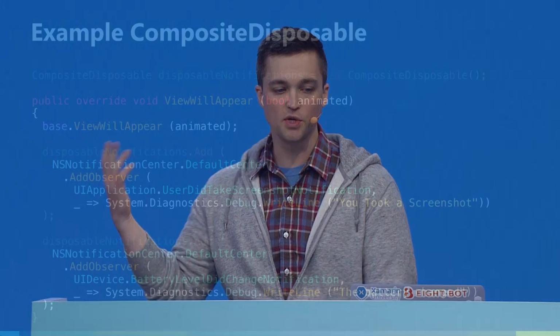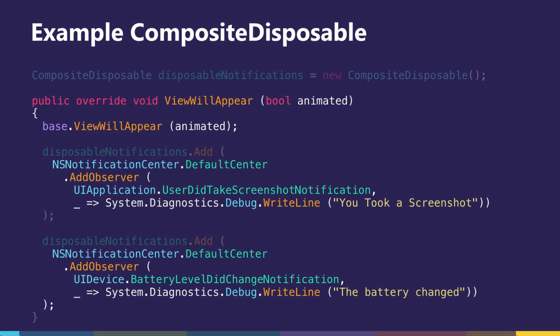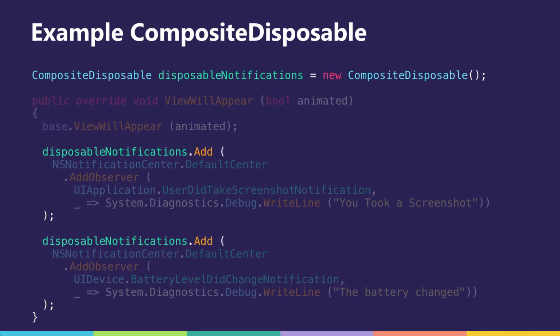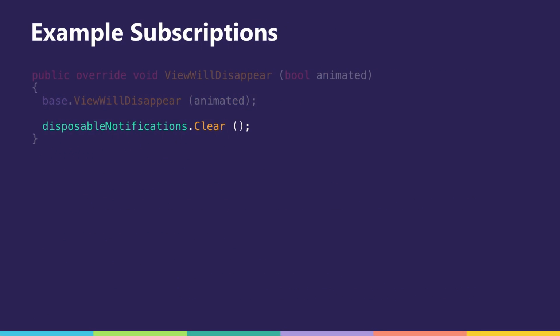I've got just a simple example of how we use that composite disposable. This is actually inside of a view controller in iOS, and we're just listening to some notifications that iOS provides to us. We want to know when the user took a screenshot or when the battery level changes on the device. All we have to do is get those objects that return out, or make calls that return out, IDisposable. We add them in, so we've got our composite disposable called disposable notifications. And then when we're all done using them, we could just call clear, and that will batch dispose of everything for us.